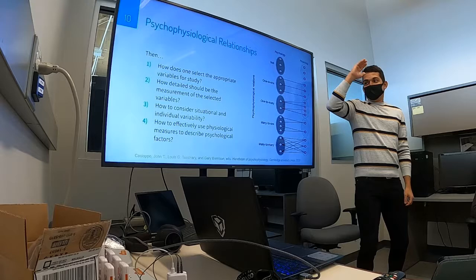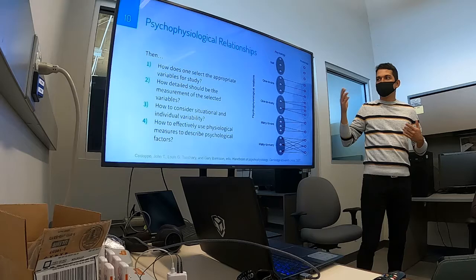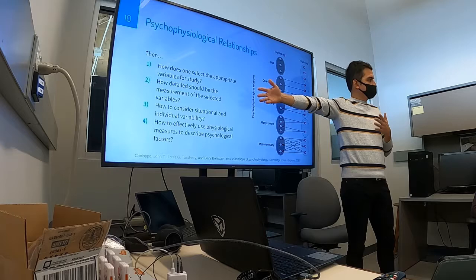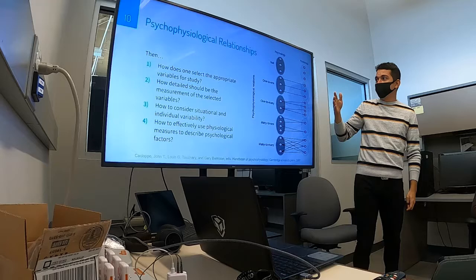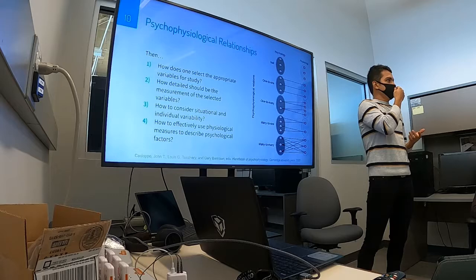These are some of the questions that, after having these psychophysiological relationships, it's good for you to ask yourself before starting this study. How do we select the appropriate variables for the study? Before answering that, you need to see what is the phenomenon, the human state that you are trying to study. Is that anxiety, is that stress, put in names.